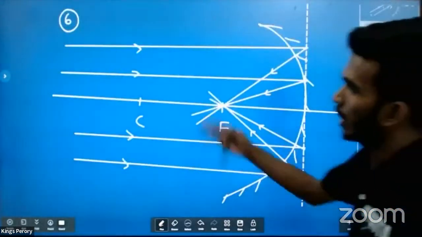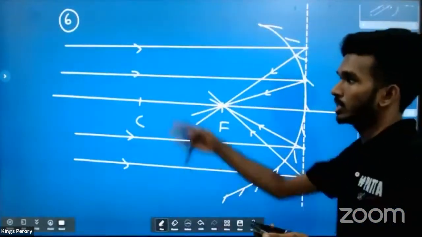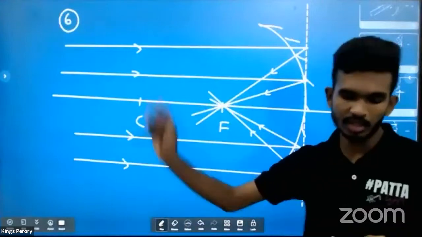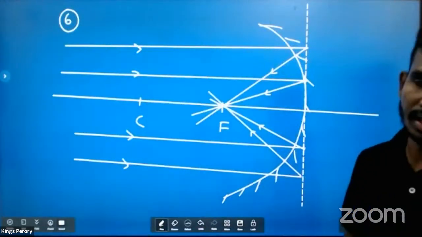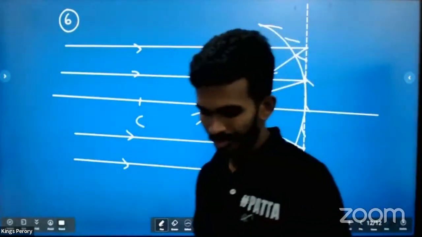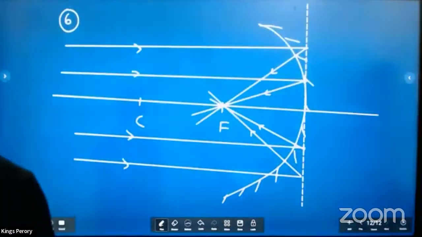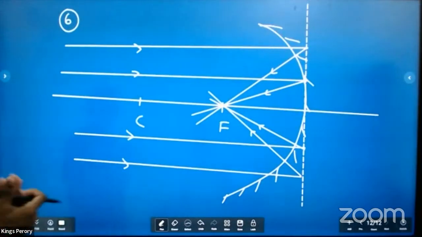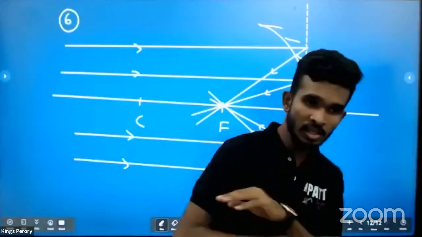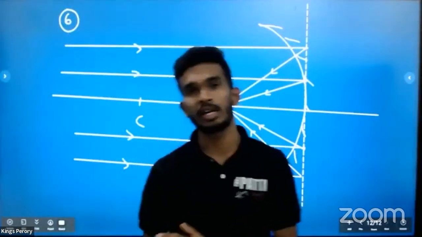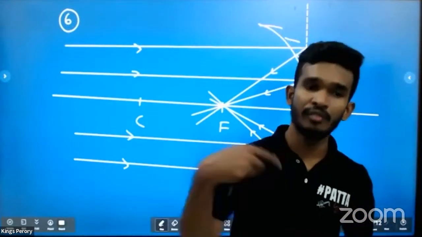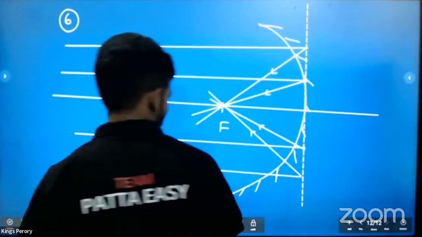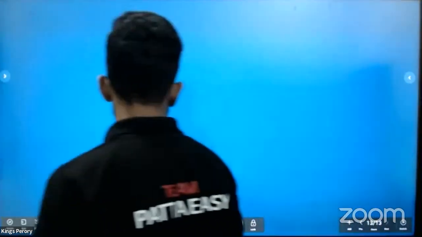Now, the object you can't draw. Infinity means, can you draw the object? You can't. So we don't draw the object. We only draw the light rays coming from it. That's it. All the six ray diagrams for the concave mirror. The same kind of thing will come for the convex lens also.